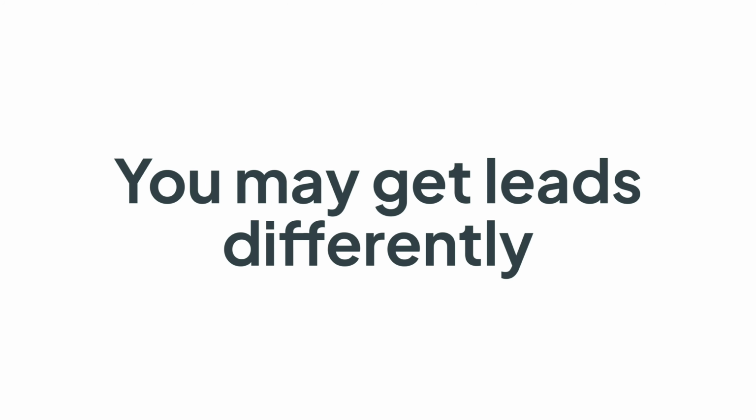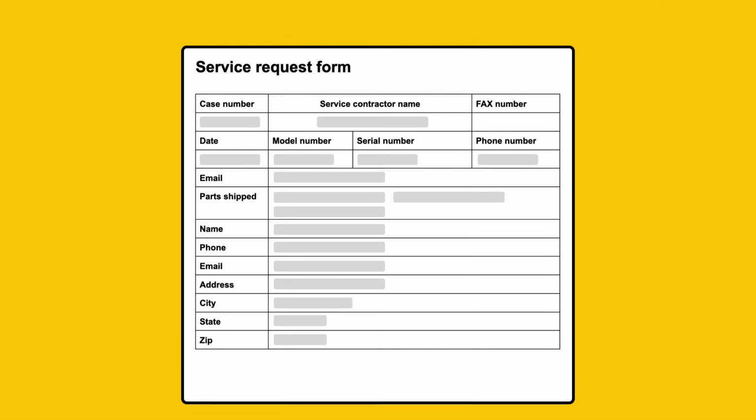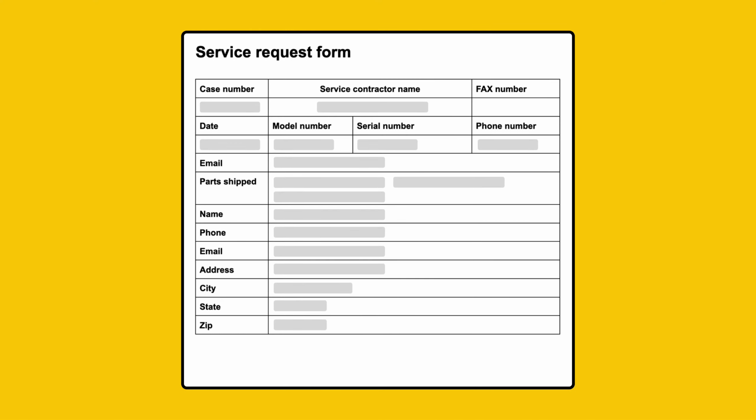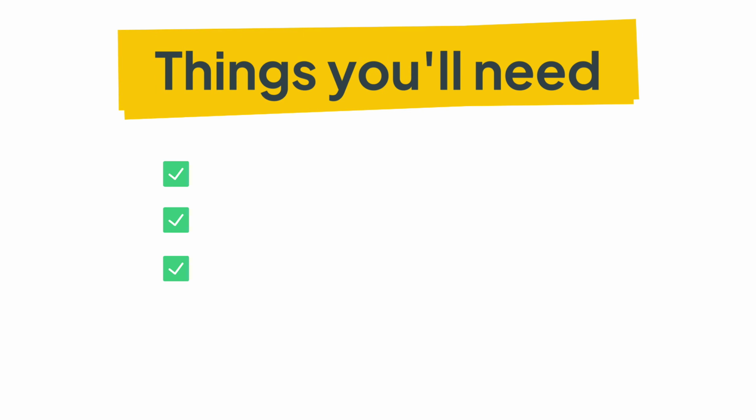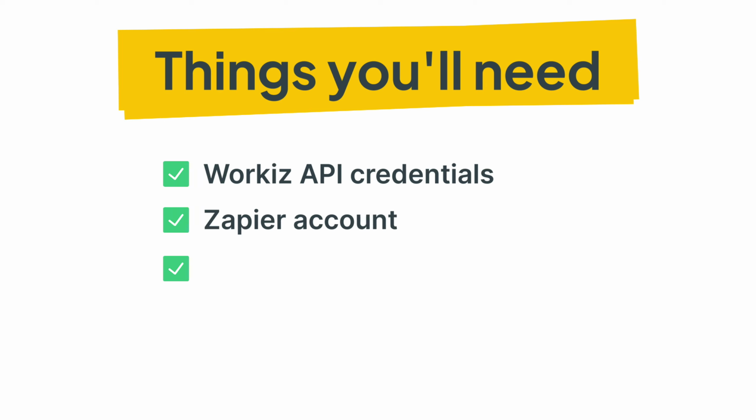That said, you may get your leads differently. Maybe you have an intake form on your website or a more complex service request form. That's where Zapier comes into play. Before we get started, some boxes we need to check. To follow along, you'll need access to your Workiz API credentials, a Zapier account, and an email parser by Zapier. I'll walk you through each one of those in this video.